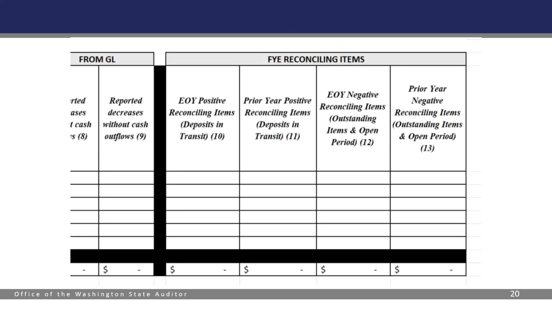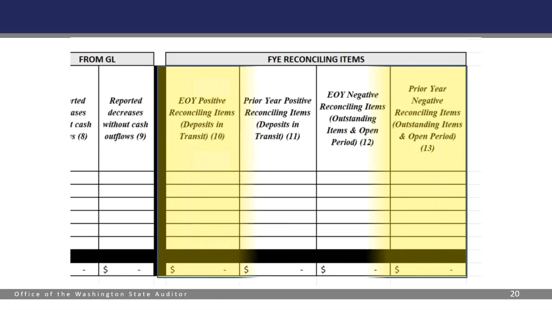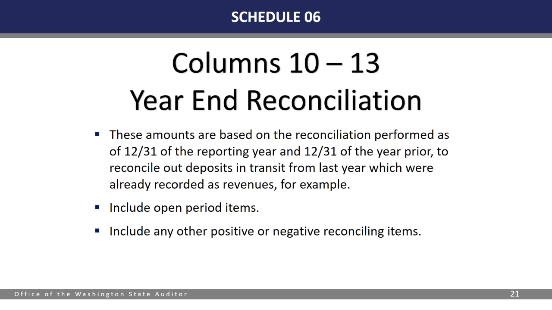So we move now to the very far right side of the Schedule 6, which are our fiscal year-end reconciling items. These should come straight from your December 31st reconciliation, your year-end rec, to tie down ending cash. So we have things like for each bank account, deposits in transit, checks outstanding, open period items, and any other positive or negative year-end reconciling item used to adjust ending cash or revenues and expenditures to get to the data that's reported on your financial statement. So these should come straight from that year-end reconciliation.